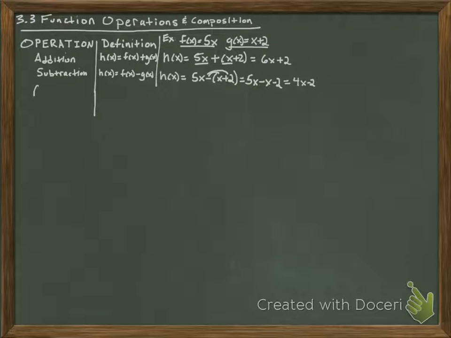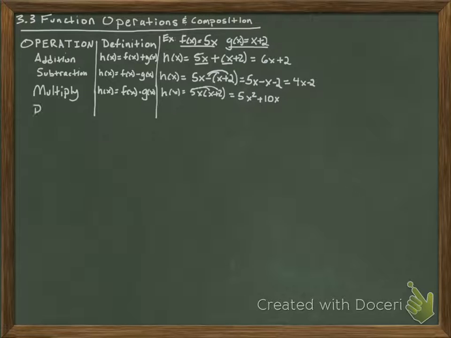Let's move on to a little bit more sophisticated operation of multiplication. So if we were to create a new function h of x by multiplication, that's just saying, okay, you have a function f of x, let's multiply it to the function g of x. So in this example, h of x would be created by doing 5x times the function x plus 2. So we're just going to multiply them together, which you guys know how to do. We would just distribute. So that would become 5x squared plus 10x, and that would be our new function.